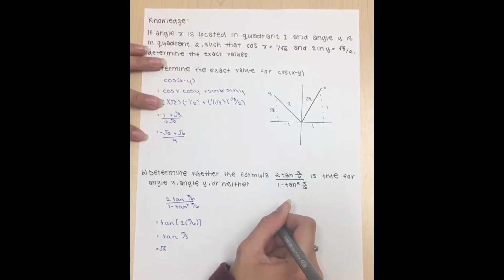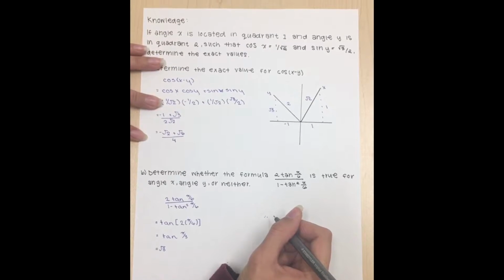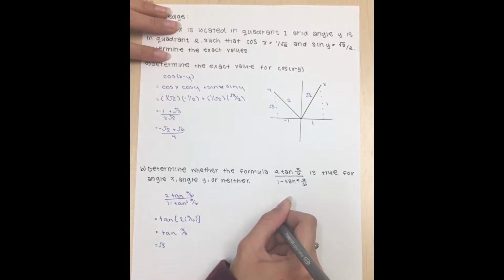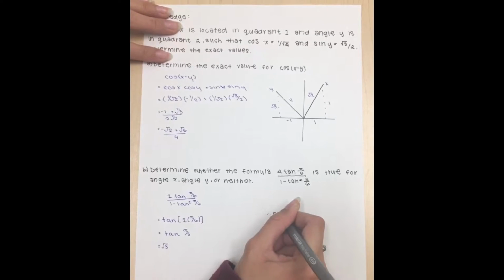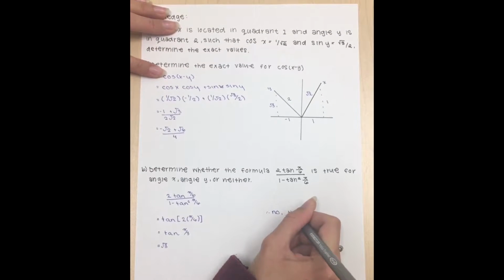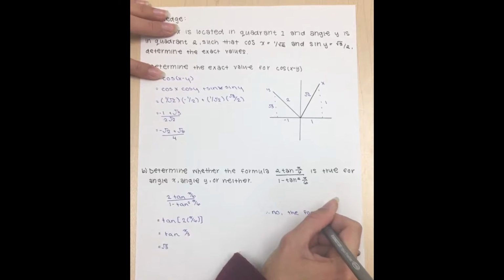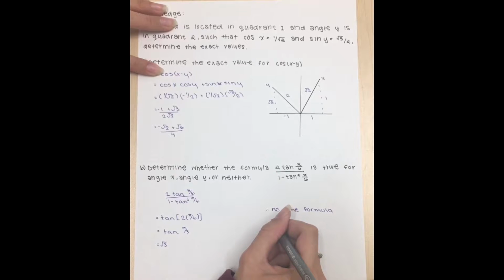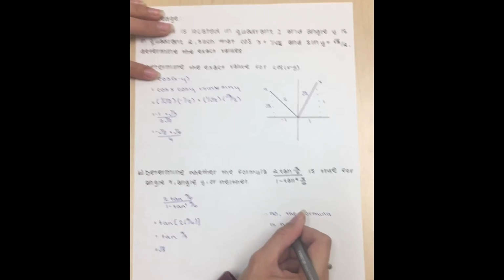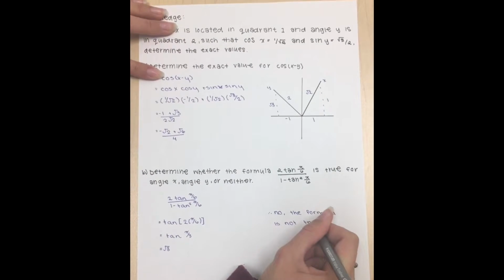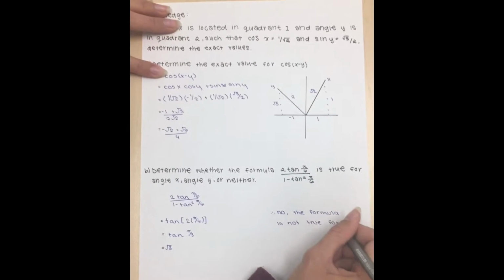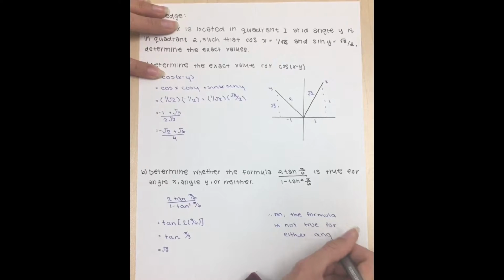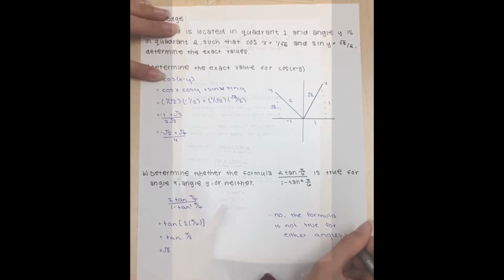Tan is equal to opposite over adjacent, which in our diagram would equal negative root 3. Therefore, the formula 2 tan pi over 6 all over 1 minus tan squared pi over 6 is not true for either angle x or angle y. All right, so there you have it. That is how you are able to use compound and double angle formulas to simplify angles on a plane.